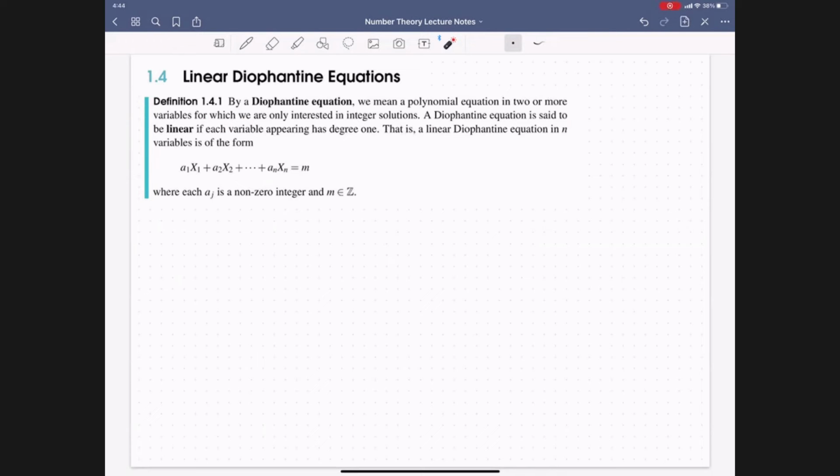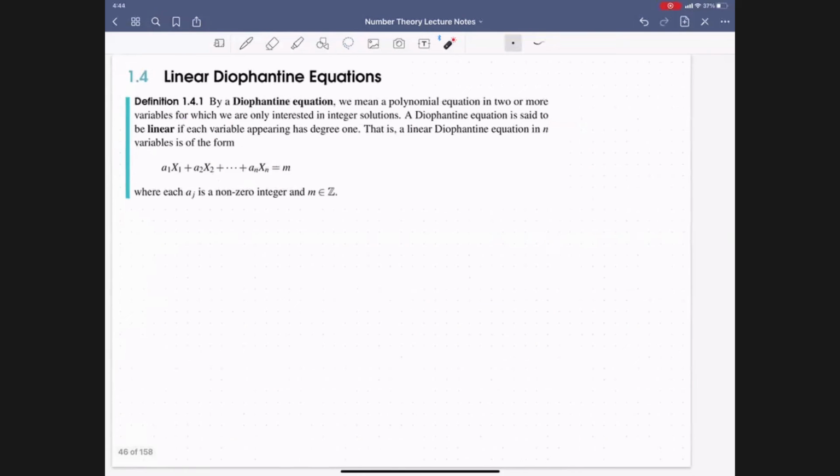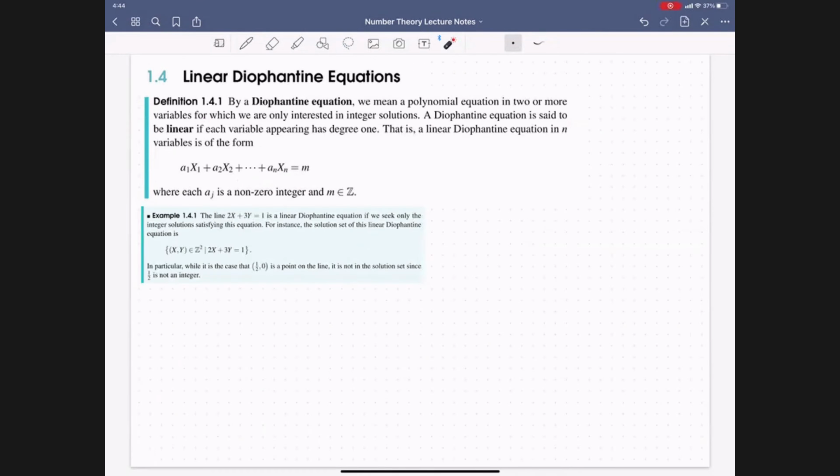And so, for example, a linear Diophantine equation in n variables will have the following form: a1 x1 plus a2 x2, all the way to an xn, and that's equal to m. And we're assuming that all the coefficients a sub j are non-zero integers, and also that m is an integer. That's an instance of a Diophantine equation, and we have seen examples of this. The one thing that differentiates Diophantine equations from what we have seen in the past is the terminology of only focusing on integer solutions.